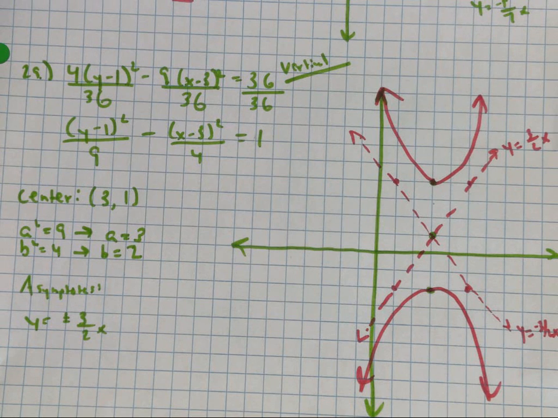All right, your a squared always comes first, so a squared is 9, therefore a is equal to 3. b squared is 4, b is equal to 2. My asymptotes are y equals plus or minus, and the one associated with y is 3 over 2x. Your center, since it's vertical, that means I'm going to take my a value and go up and down. So I went up 3, down 3, and then do my asymptotes.